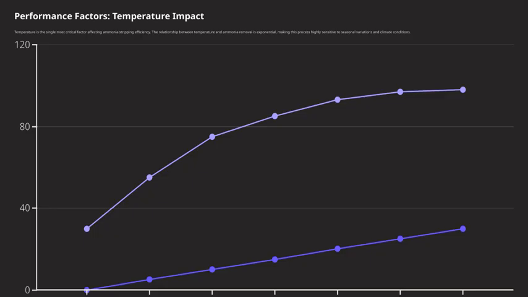Now, why does temperature matter so much? As temperature goes up, the Henry's law constant for ammonia increases exponentially. That means more ammonia volatilizes at a given concentration, making removal easier.